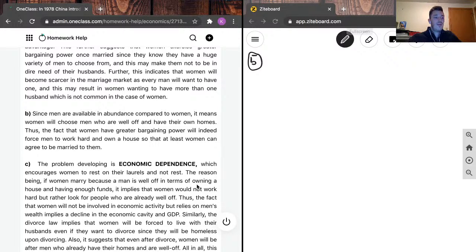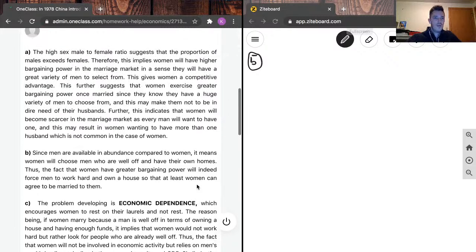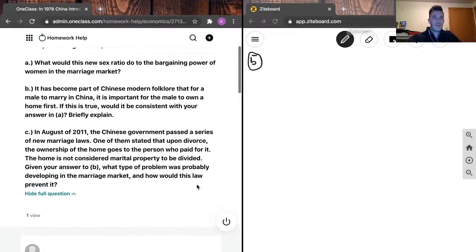If originally we would have looked at it, there's a set number of women and a set number of men. But if we add a constraint that there's a set number of women and a set number of men with houses, there are now fewer men to choose from, and as a result, women would have slightly lower bargaining power, depending on the proportion of men that own houses.